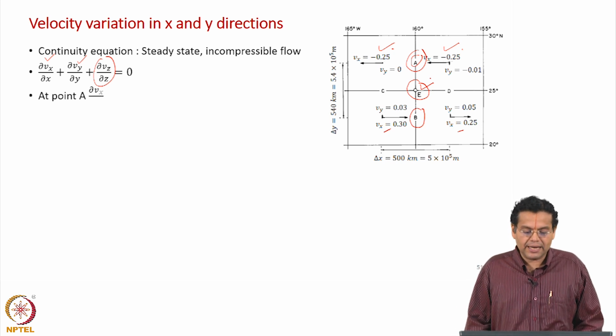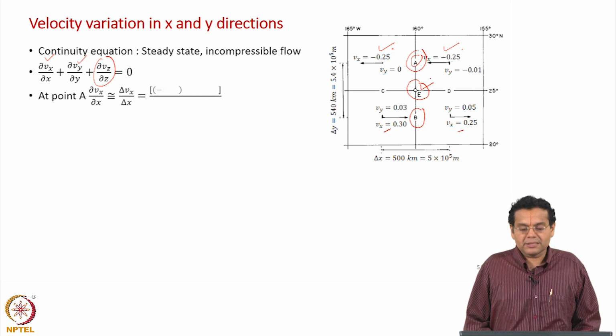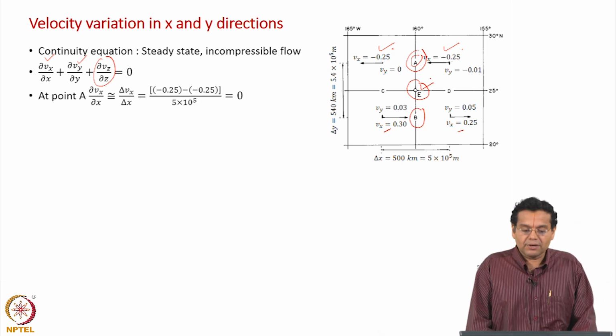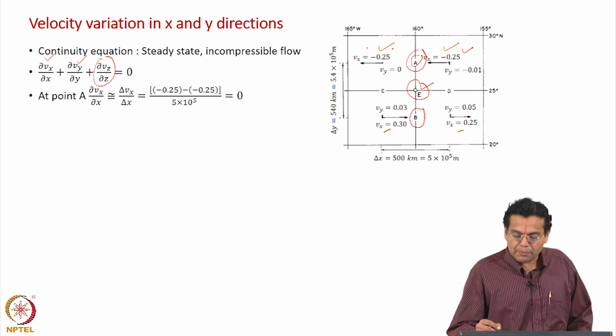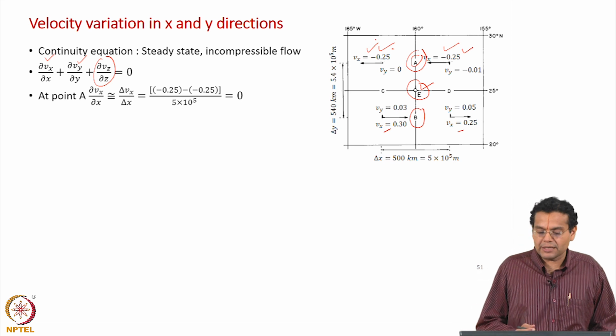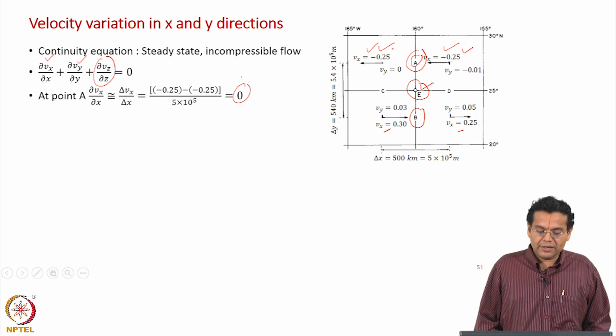So, at point A, ∂vx/∂x, I use the approximation sign because the partial derivative is expressed in terms of a difference expression, Δvx/Δx. What is Δvx? I have minus 0.25 here, and this is minus of minus 0.25, both values are the same, resulting in just 0. So, ∂vx/∂x is equal to 0 at point A.